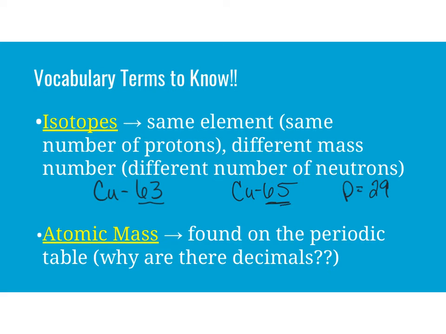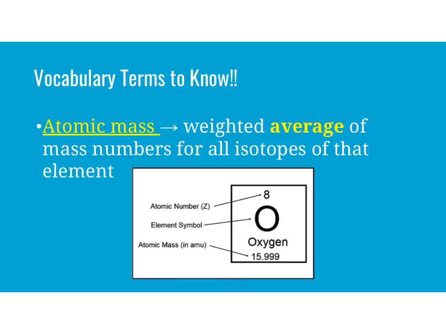So in this case, copper 65 is going to have 2 extra neutrons than copper 63. That also brings us to the term of atomic mass, and this is found on the periodic table. This is not the rounded mass that we need, so why are there decimals? Well, the reason why there's decimals with an atomic mass is because this is the weighted average of the mass numbers for all isotopes of that particular element.